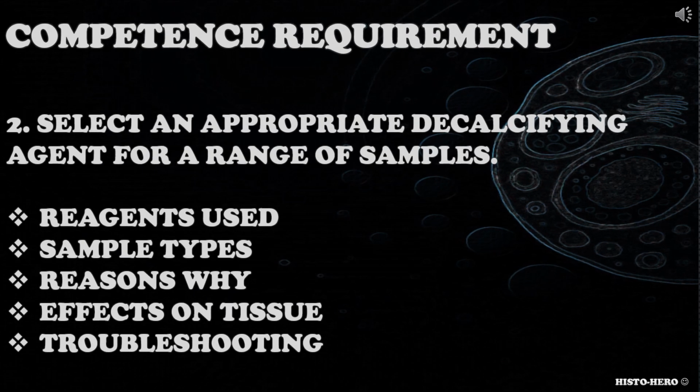The second competence requirement is select an appropriate decalcifying agent for a range of samples. Candidates should be able to select correct decalcifiers for various samples. Does the candidate know about the decalcifying agents used in your lab? Do they know when to use each and why? Do they select and use each decalcifier correctly? Do they know the reasons behind using different decalcifying agents for different samples? Do they know what could happen if they used an incorrect decalcifier? Do they know how using an incorrect decalcifier could affect the patient diagnosis?